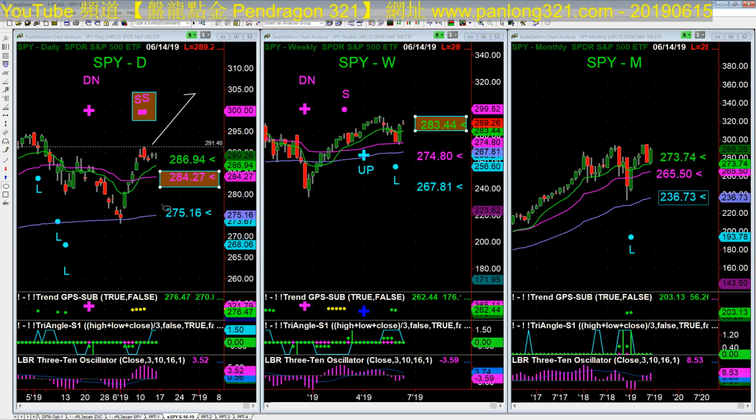Another level I will watch out for is this 275.16 level and this 274.80. They're fairly close to each other. And this 273.74, that's almost 274. So that would be your next strong support.